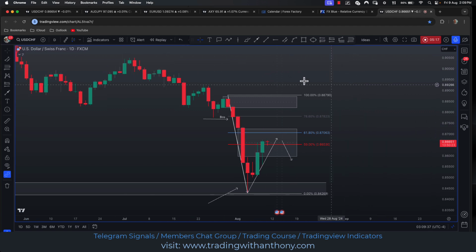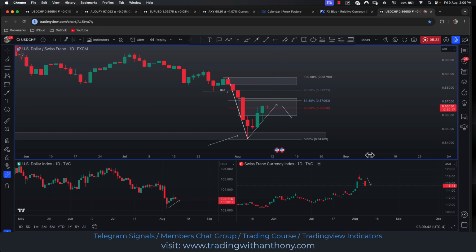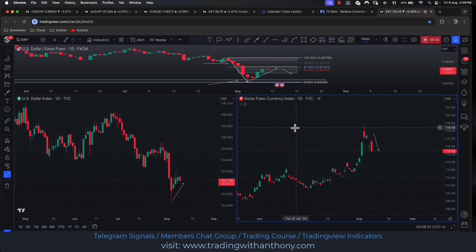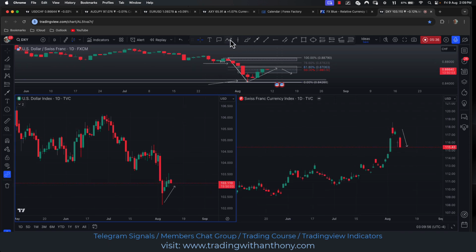Oh, and there's a couple of other things. Let's just open up this 3-chart layout. I've been having a look at this. On the left we've got the DXY, the dollar index, and on the right I've got the Swiss franc currency index. Bearish trend. I mean, obviously we can see that, right? Here it is. Lower lows, lower highs, break of market structure, bearish, same thing, right?